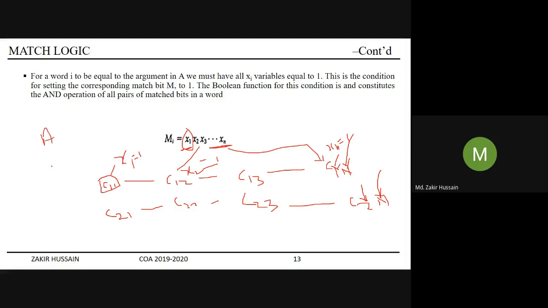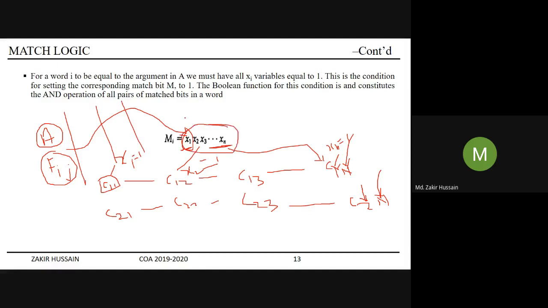Every argument bit is matched with the corresponding bit, that is Fij, that word bit. So every argument bit is matched with the word bit, and that is indicated with this one. If that is happening with every bit, N bits, then everything is 1, 1, 1, 1, 1, 1, 1, then Mi is equal to 1, meaning a match occurs.